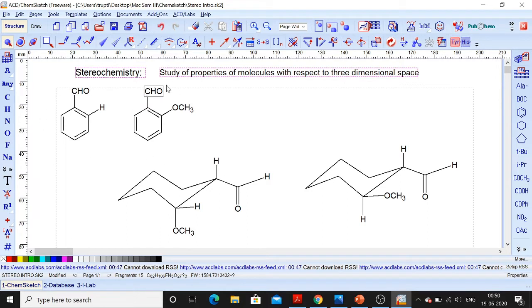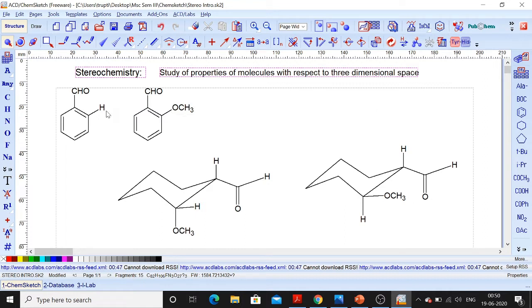If you look at these two structures, these are derivatives of benzaldehyde. This is plain benzaldehyde, and here I have a methoxy group at the ortho position of the benzaldehyde. Now, if I take these two reactants and carry out separate reactions, let us say a nucleophilic substitution reaction, these two compounds will have different reactivity. The reason behind this is the presence of these functional groups at the ortho position.